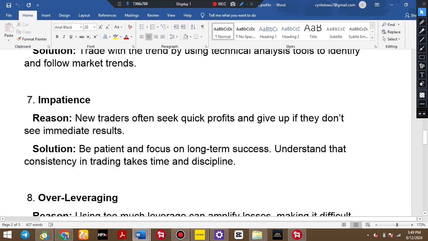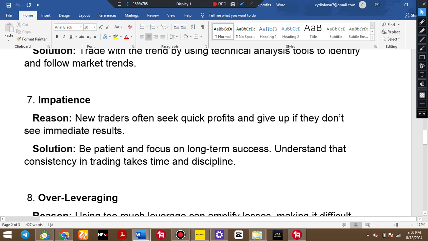Number seven, impatient. The reason why new traders are not consistent in profit making is because they are impatient. They don't wait for a good setup. Yes, they are always eager to take entry, just because they might have one hint which they feel is definitely going to make the price change drastically, and at the end of the day it will end that account in losses.